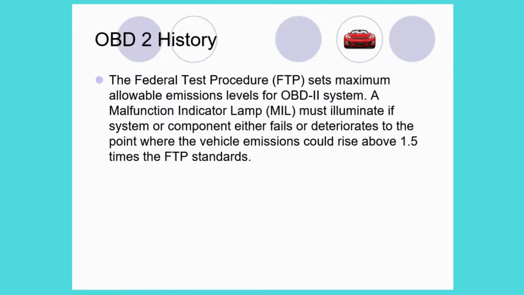The Federal Test Procedure, FTP, sets maximum allowable emissions levels for OBD2 vehicles. A malfunction indicator lamp, the MIL, must illuminate if a system or component either fails or deteriorates to a point where the vehicle emissions could rise above 1.5 times the FTP standards. Please note that OBD2 is not presently a requirement in South Africa. However, the majority of vehicles in South Africa do comply.